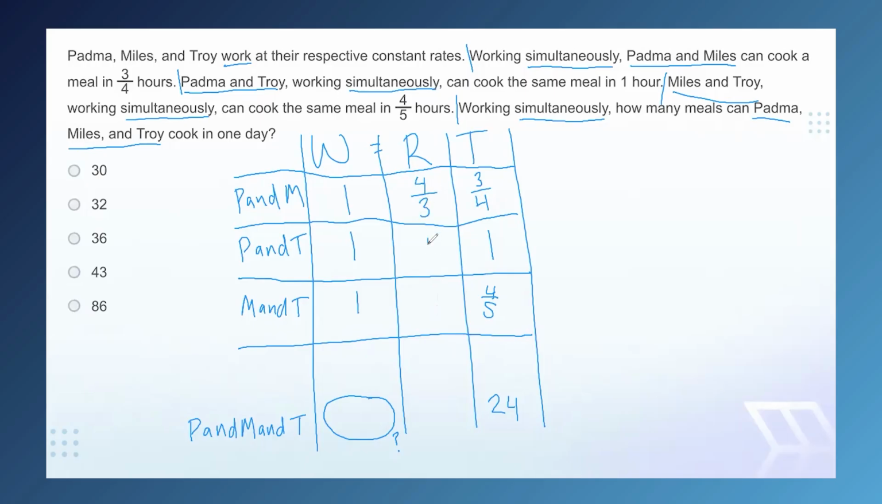For P and T, the rate is just going to be 1. And for M and T, the rate is going to be 5/4. Okay, so where do we go from here? Well, we essentially have 3 different combined rate equations, 1 for each of these 2-person rows.